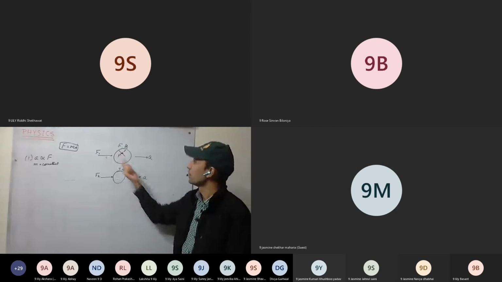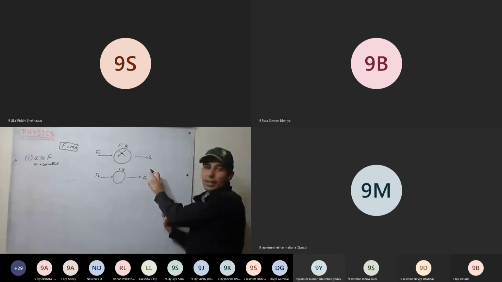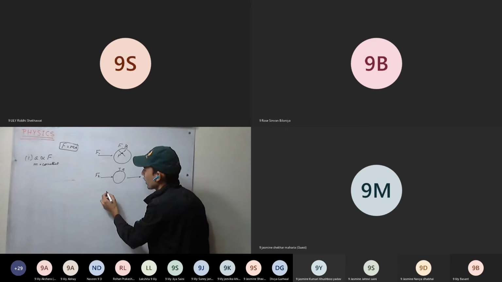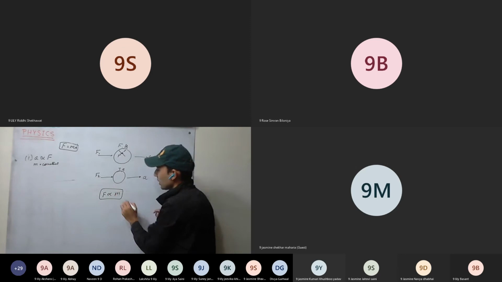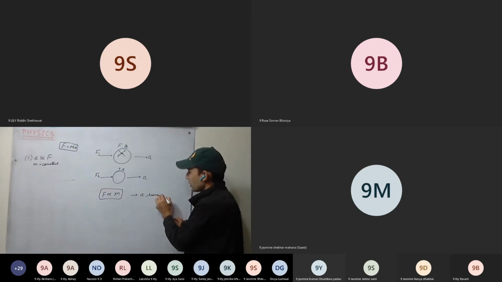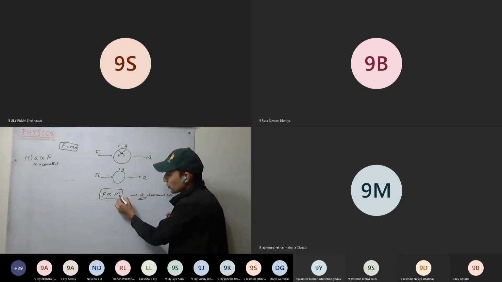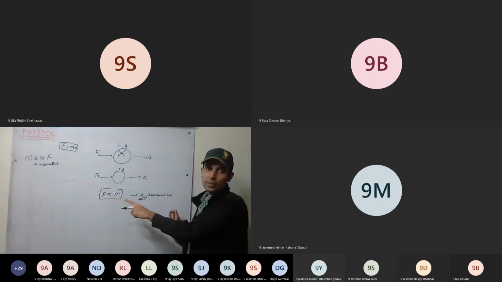So here, the force produced is dependent on the mass for constant acceleration. So force is directly proportional to the mass. Here, a remains constant. So for the same acceleration, if the mass of the body increases, we have to increase the force applied as well.